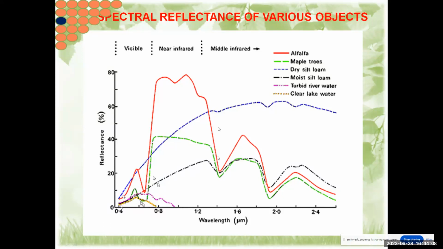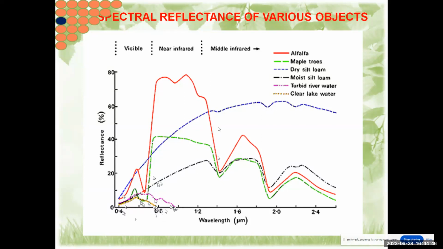So in the yellow lines, these are the clear lake water bodies and these are some turbid water bodies. In the clear lake water body, they reflect the energy only between 0.4 to 0.8 micrometer. When our water is very turbid, at that time this wavelength just increases towards 0.9. It means beyond 0.8 or 0.9 wavelength our water body cannot reflect any radiation.